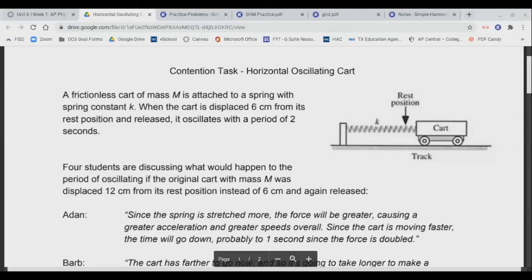What is Aiden not thinking about? It is going faster, but isn't it having to cover more ground? So it kind of cancels out a little bit. So Aiden's not accounting for the more ground that's covered. He's just like, hey, it's going faster, so it's gonna be done quicker, right? Okay, so let's see what else we have.